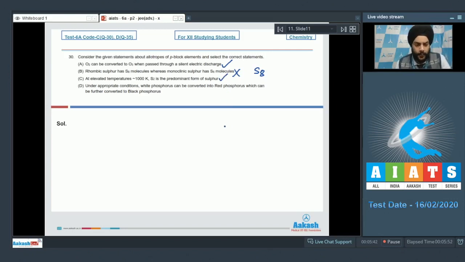If we talk about the fourth option now, under appropriate conditions, white phosphorus can be converted into red phosphorus, which can further be converted into black phosphorus. So this is also a correct statement, students. Out of these given statements, only the second statement is not correct, and for this question we have to mark the correct answer as option A, option C and option D. Let us look at the next question now.